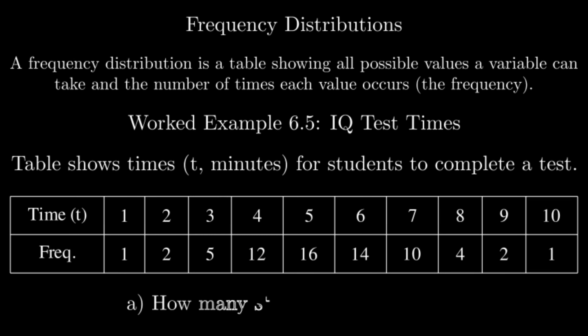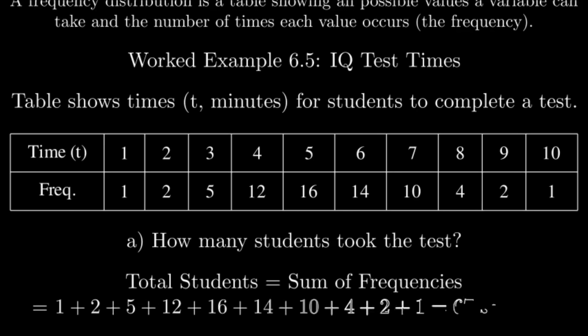First question, how many students took the test in total? To find the total number of students, we just need to add up all the frequencies. We are summing the number of students for each time category. So we sum 1 plus 2 plus 5, and so on, all the way to the last frequency of 1. Adding these all up gives us a total of 67 students.